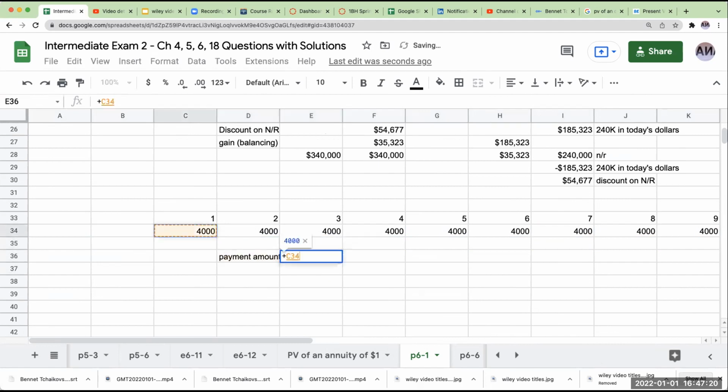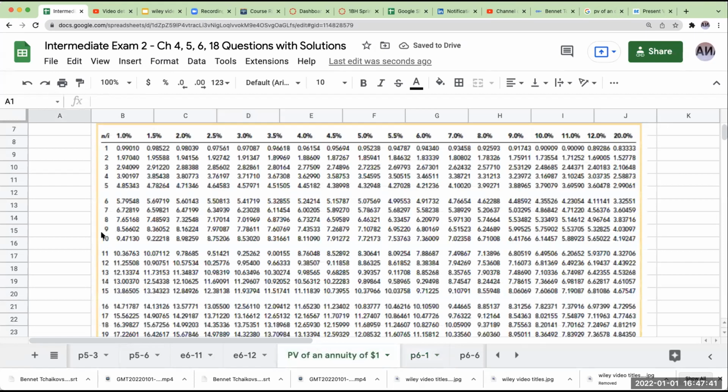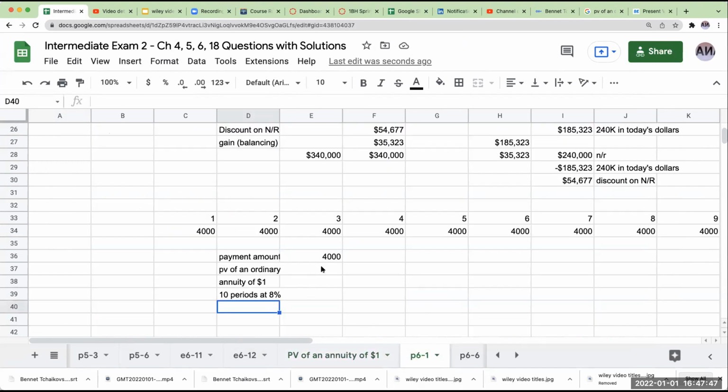So my payment amount is $4,000. I'm going to go to the present value of an ordinary annuity of $1, and this is going to be 10 periods at 8%. Right over here, 10 periods at 8% is 6.71008.